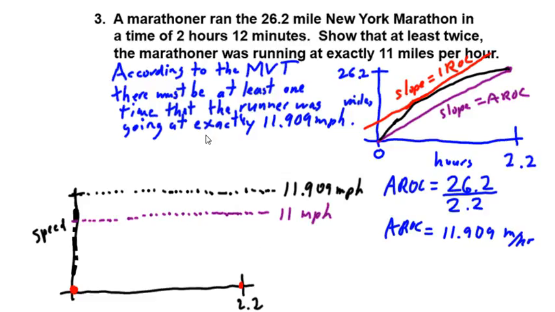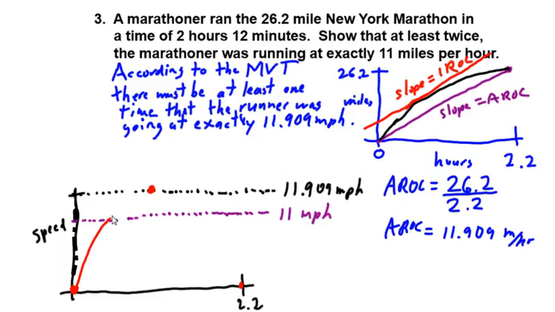And we know, according to the mean value theorem, that the runner has to go exactly 11.909 miles per hour at least once. So the runner has to reach this speed up here where I'm drawing this red dot. And to go from time equals 0, from a still start, the runner's going to have to come up to 11.909 miles per hour.